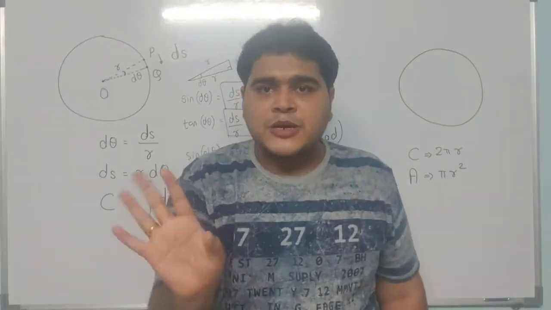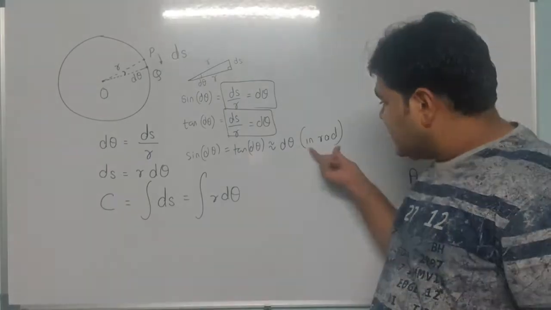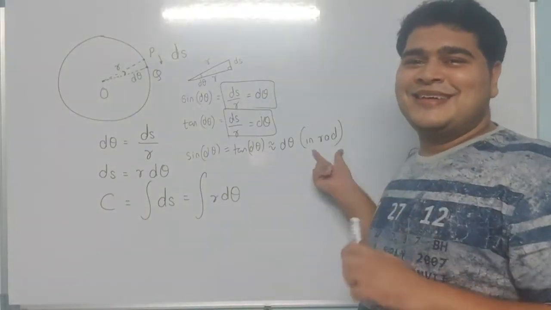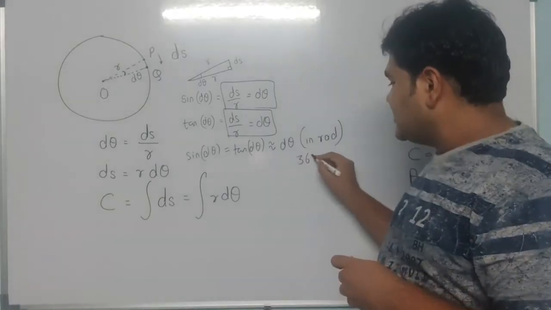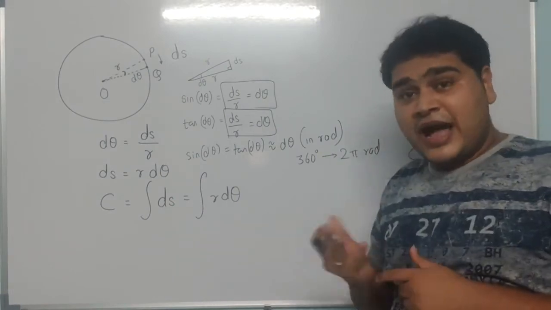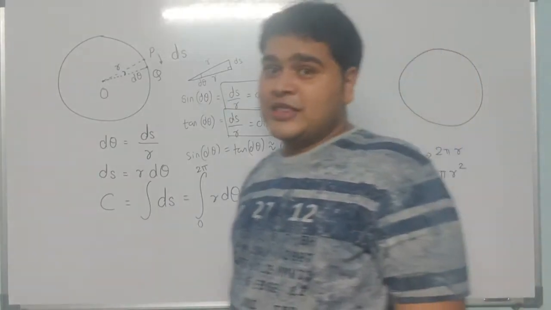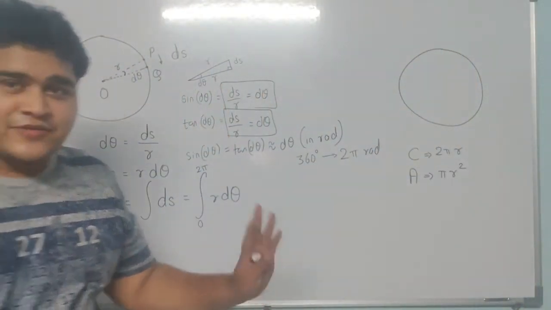But there is a problem. You cannot put 360 degrees because your theta is in radians. So guys, 360 degrees is how many radians? 2 pi radians. So I have to put 0 to 2 pi. I hope you got the limit. You understood the limit? Yes, everyone, sure.